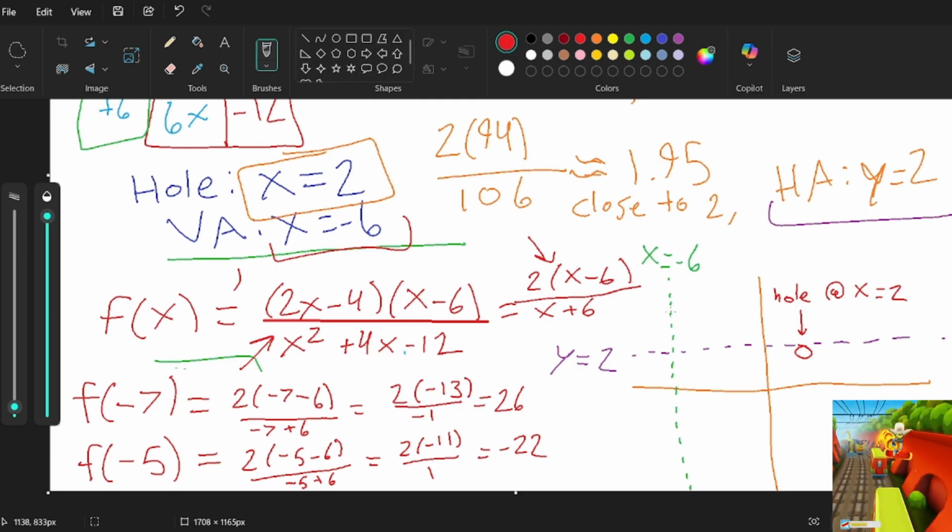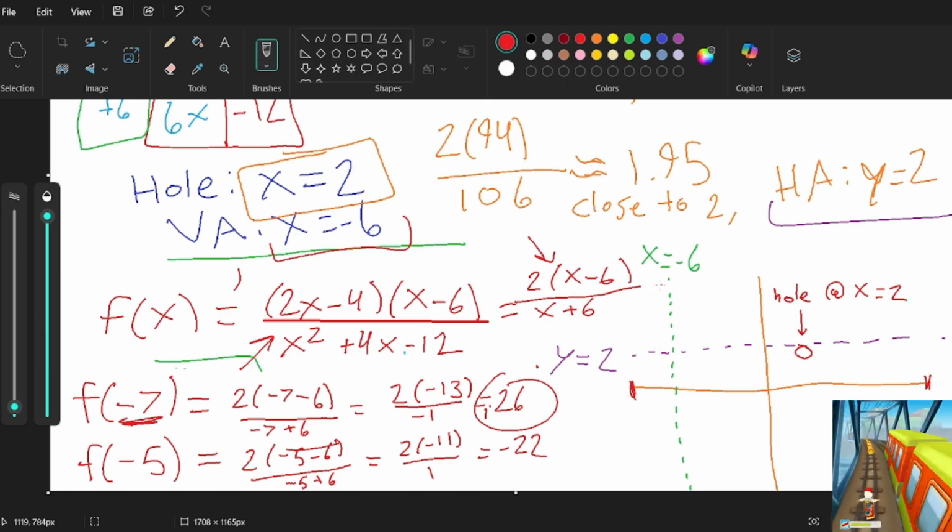So on the test, you're not going to end up getting these values that are really large, right? You're not going to get a 26 and a negative 22, because typically we're only working with graphs that go from like negative 10 to a positive 10, so this wouldn't really fit anywhere. But the point still comes across, right? When I'm plugging in a value to the left of negative 6, I got a positive number. So that's going to be somewhere up here.